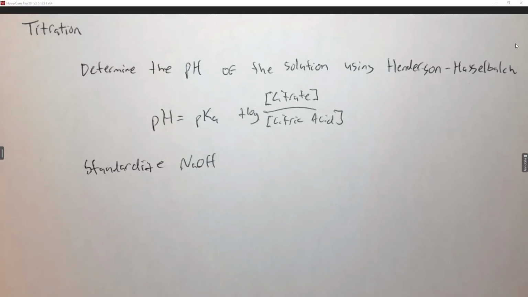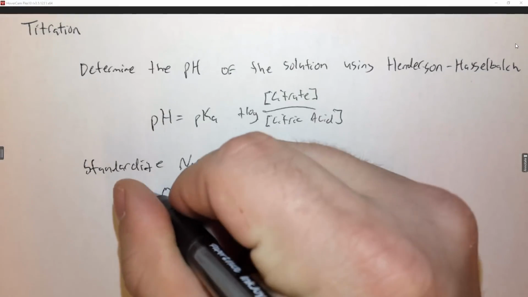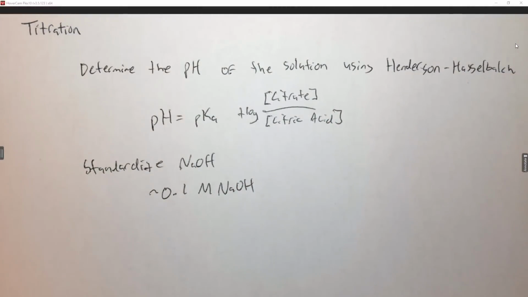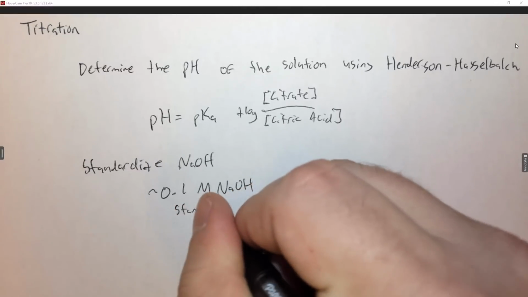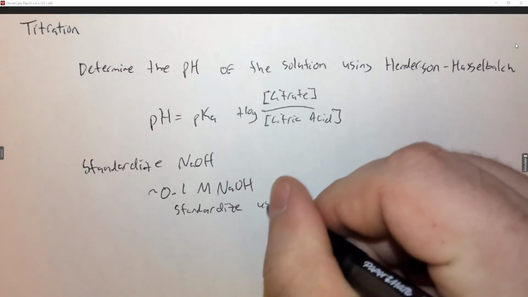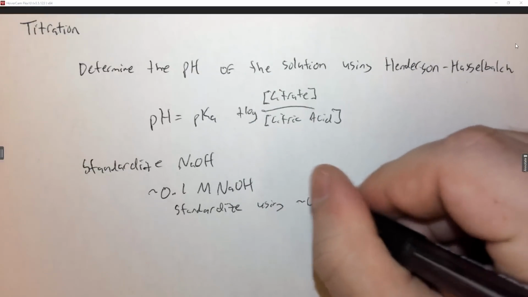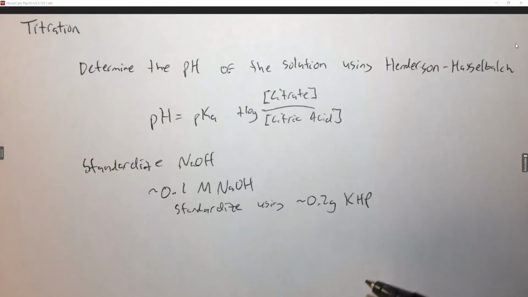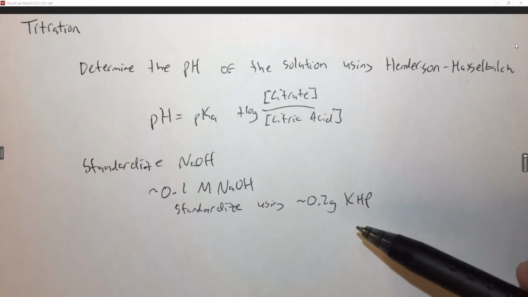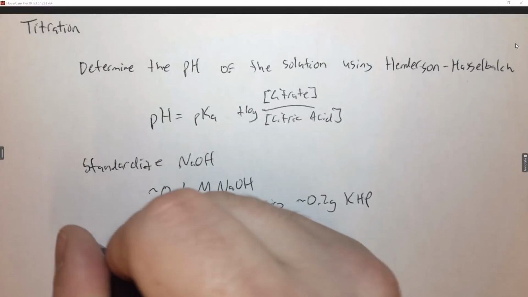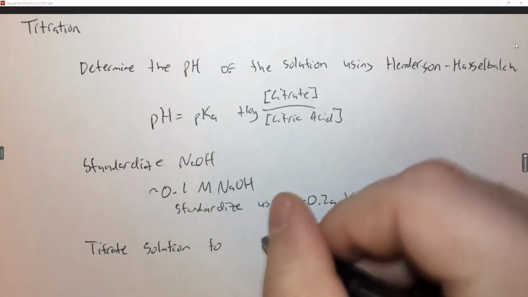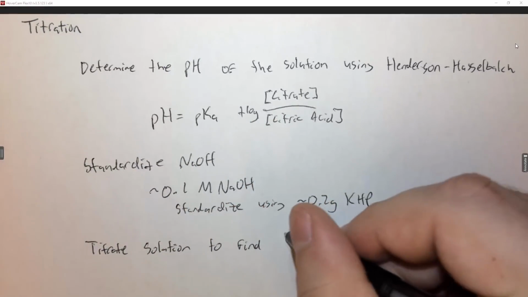So you're going to standardize your NaOH, and you're going to have approximately 0.1 molar NaOH that you're going to use from the stock 5 molar solution in lab. And to standardize this, you're going to use, just like last week, approximately 0.2 grams of KHP. This will help you determine the exact concentration of your NaOH. Once you find the exact concentration of your NaOH, you can titrate your solution to find the concentration of your citric acid.